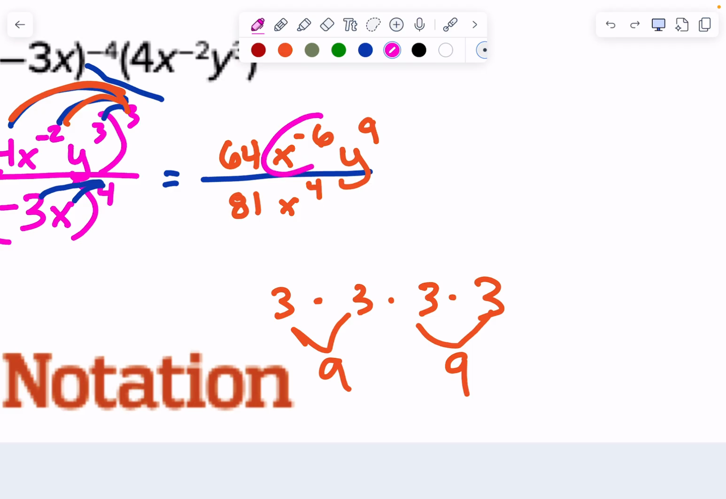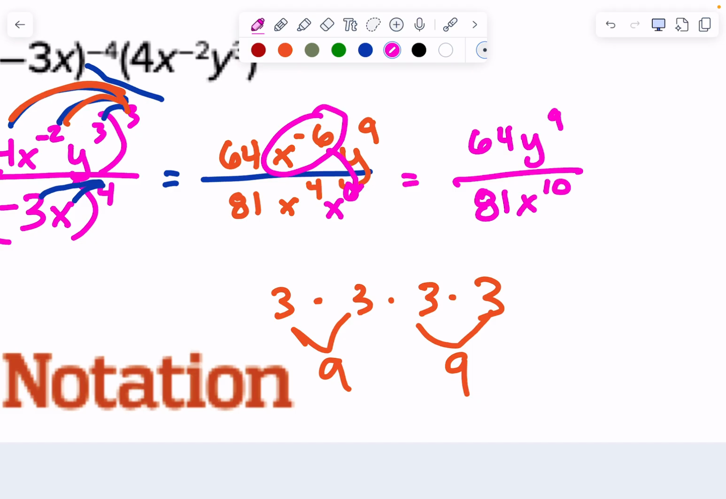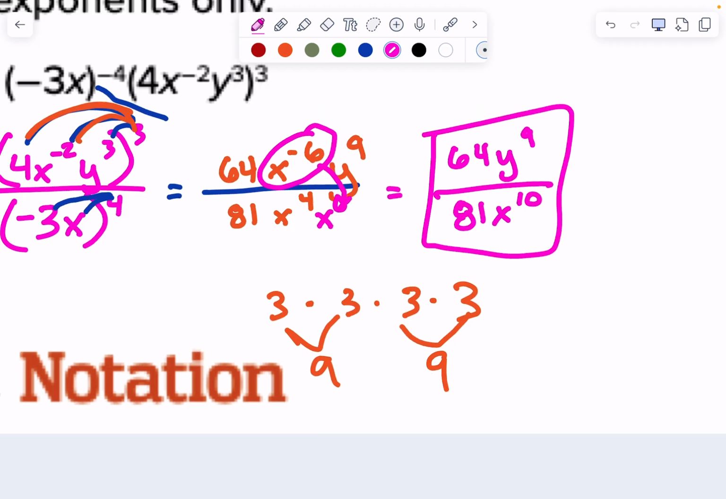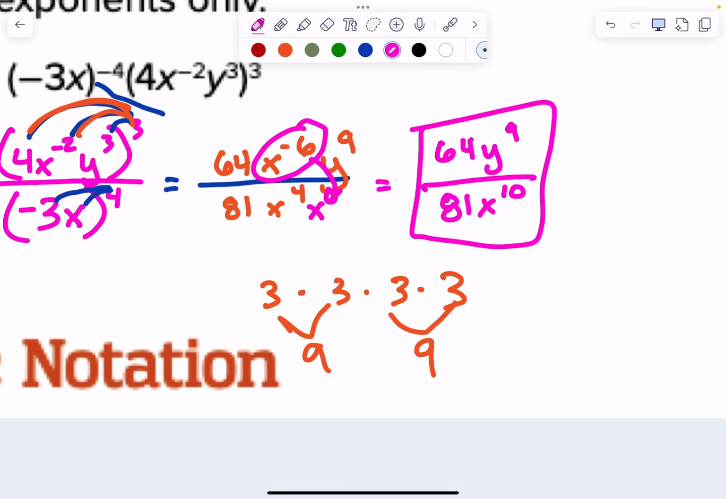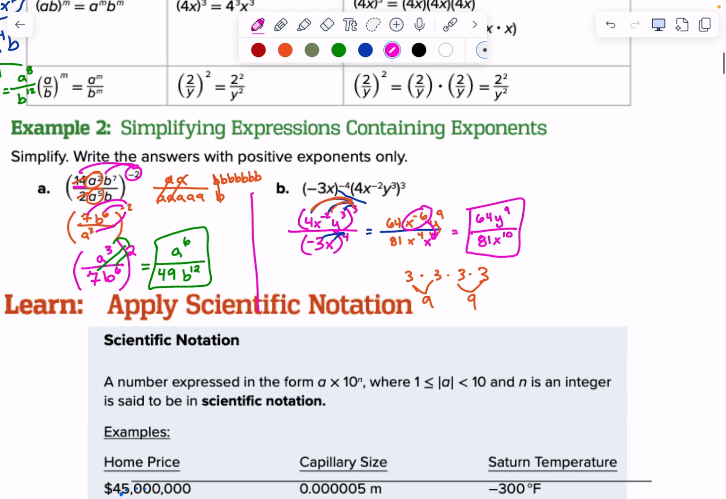The X to the negative 6 is going to bump down here. He's going to be X to the positive 6. And that is, oh, that's a Y. Y to the 9th on top, 81 X to the 10th on the bottom. Are we done? I feel like you can divide that by 9 somehow. Nope, 64 doesn't divide mine. Yup, can't simplify. Okay, these get a little messy sometimes.